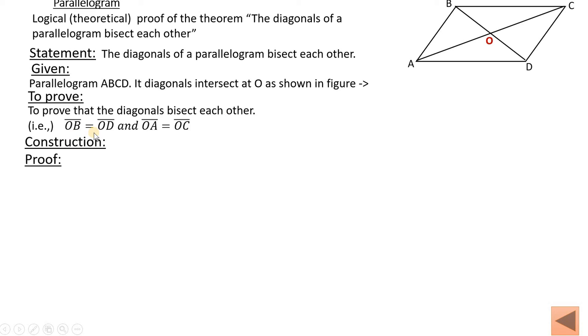Means OB equal to OD, and OA should be equal to OC. Means O is the midpoint of both the diagonals. Okay, so we are not having any construction in this problem. But it is a necessary component in proving some other theorems, not necessarily in this one. So proof. Let us take the triangle ABO and COD.